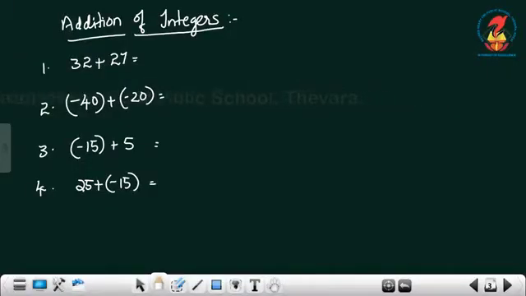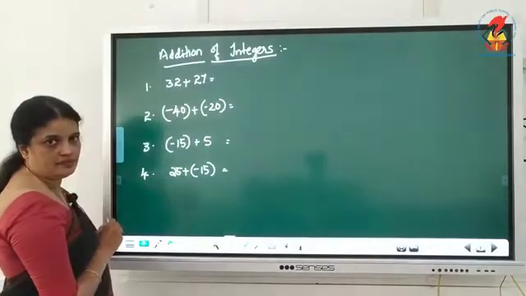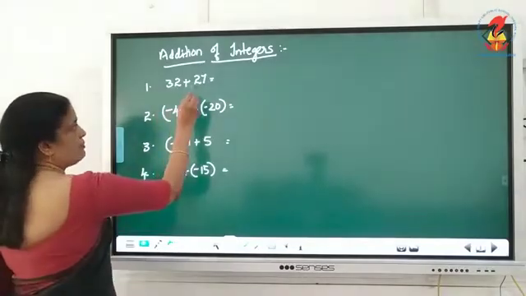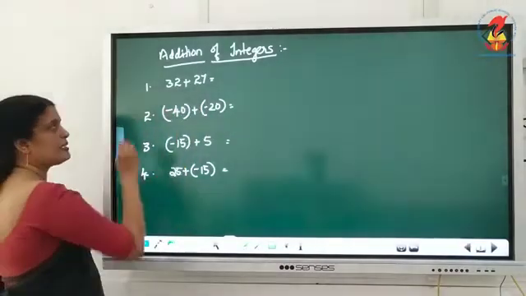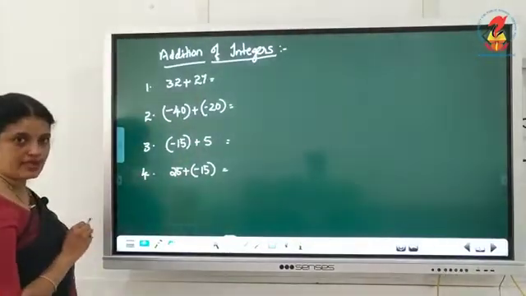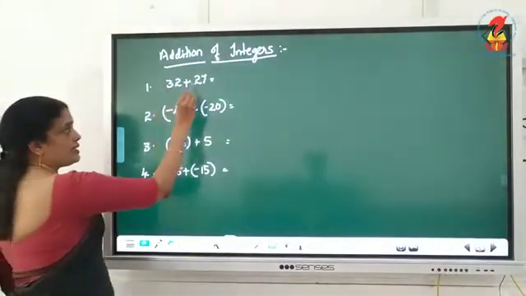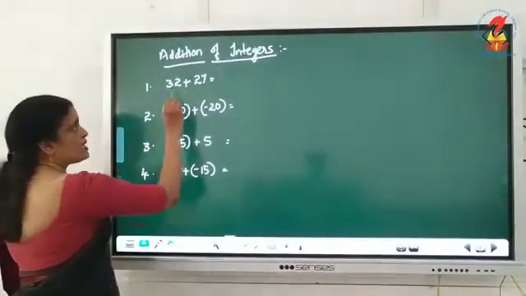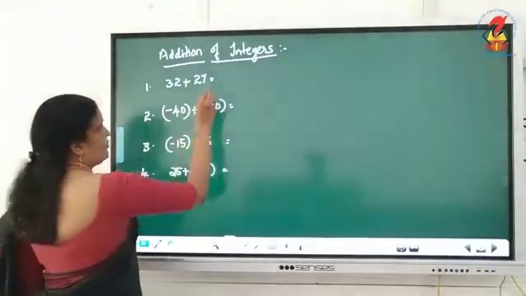Next, addition of integers. 32 plus 27. These two numbers have the same sign, that means 32 and 27 are positive numbers, positive integers. You should add these two numbers and put the same sign, that is 59.